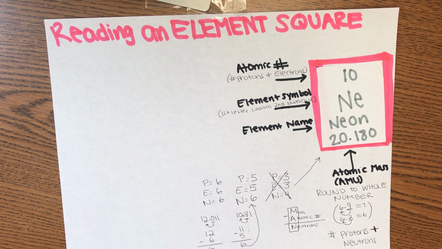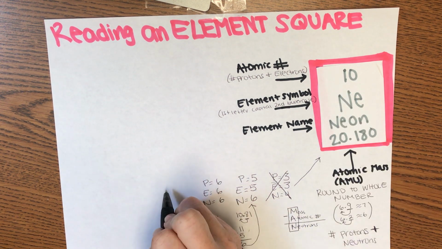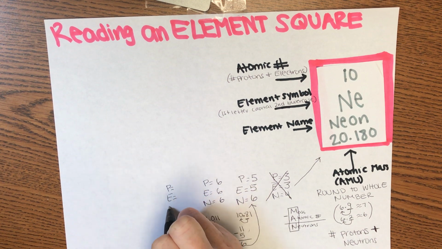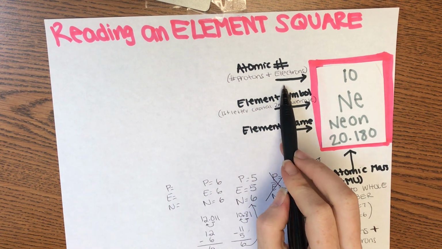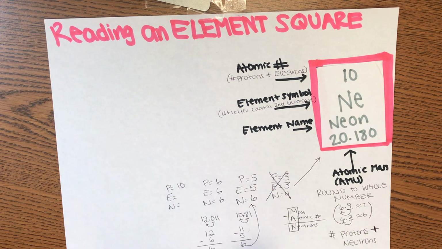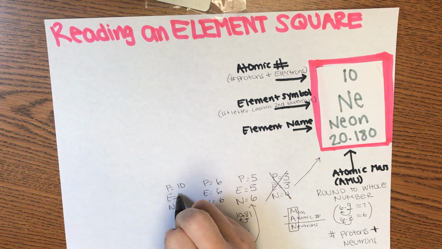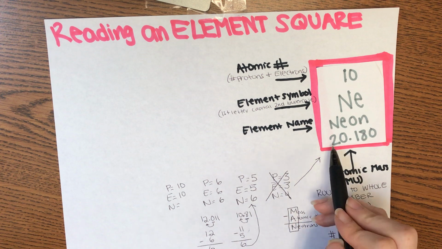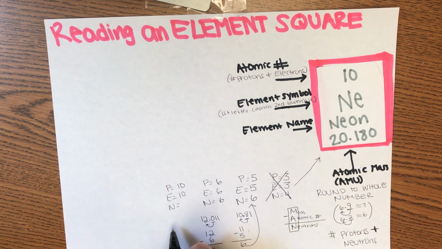This is neon. Neon has an atomic number of 10, which tells us that we have 10 protons. Because we have 10 protons, we also know we have 10 electrons. To find the neutrons, we take our mass, which is 20.180. The number after the decimal is less than 5, so our mass remains 20. We subtract the atomic number, and that leaves us with 10 neutrons.